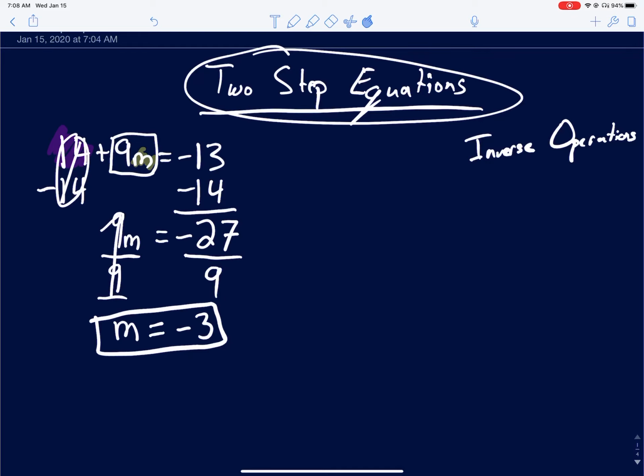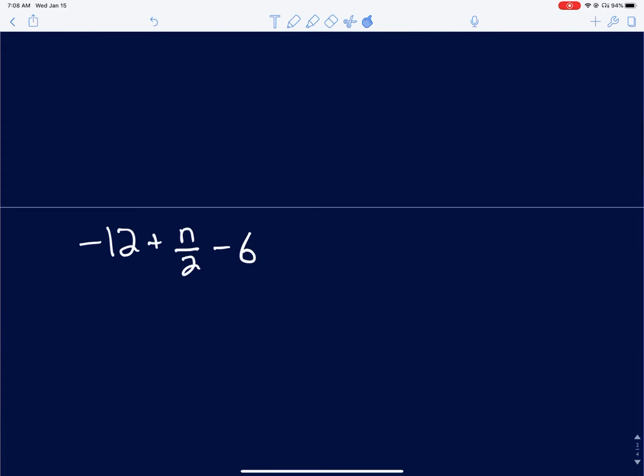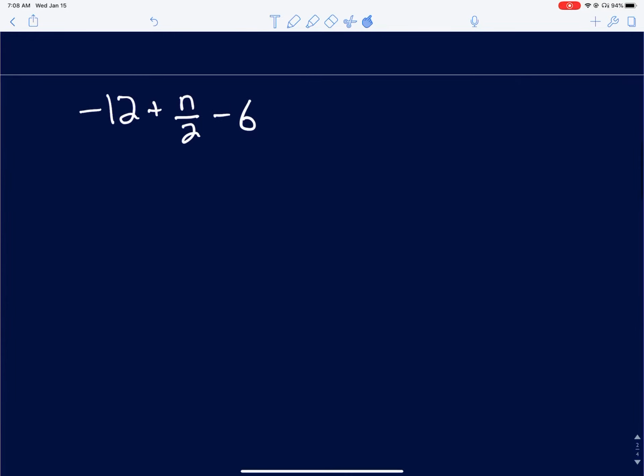Let's move on to a second problem. We have negative 12 equals n over 2 minus 6. So we want to get this n over 2 by itself so that we can isolate n. Okay, we're going to isolate n.